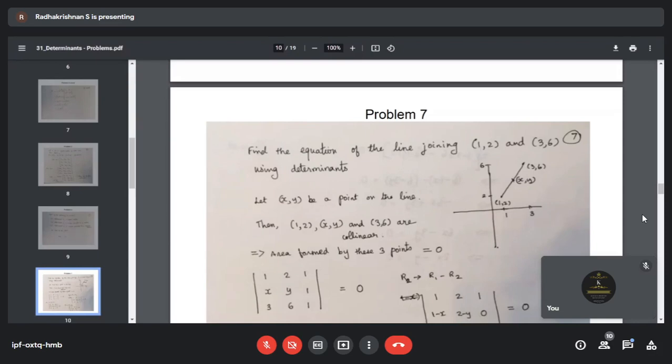You have to just evaluate the determinant. You will get an expression that is equal to 0. That's all. Simplify and write it down. It will become the equation of the line. That's all. Nothing complex here, right?